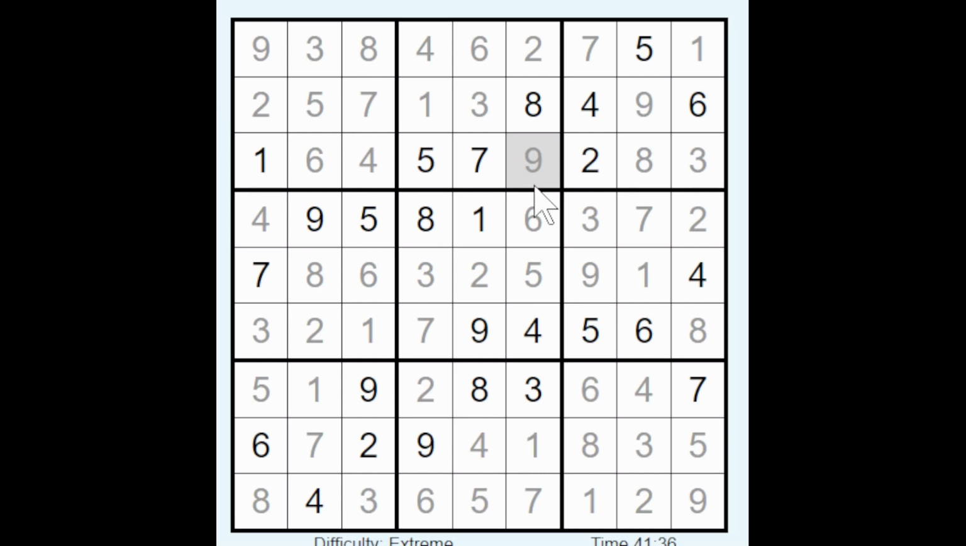Whether this really was an extreme Sudoku, I wouldn't want to be the judge.